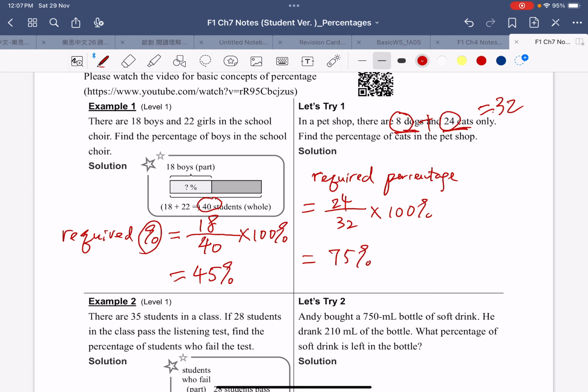Okay, why 75%? You can do simple cancellation here. 3 and 4, and then 25 here, right? So 3 times 25 is equal to 75%.